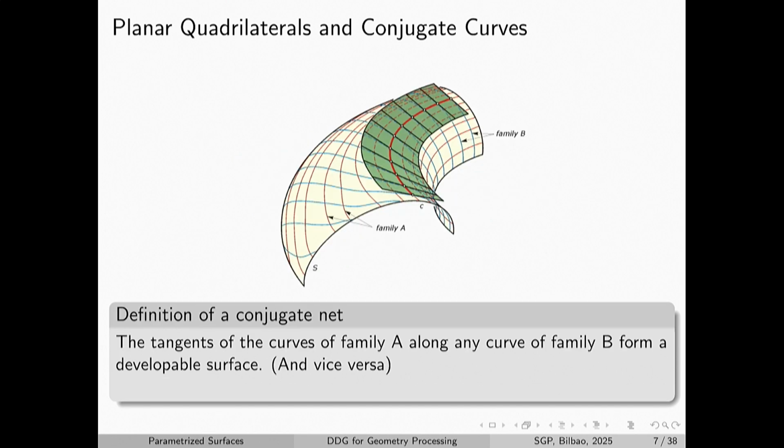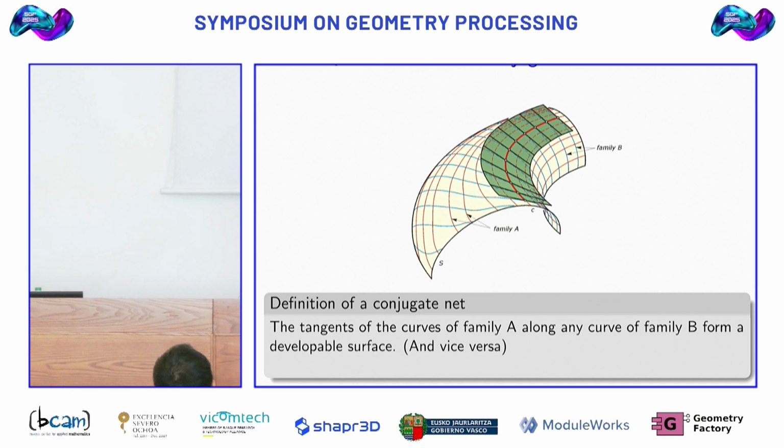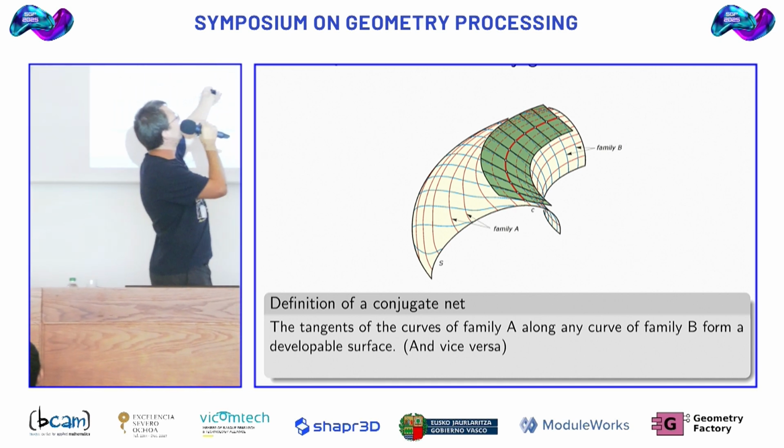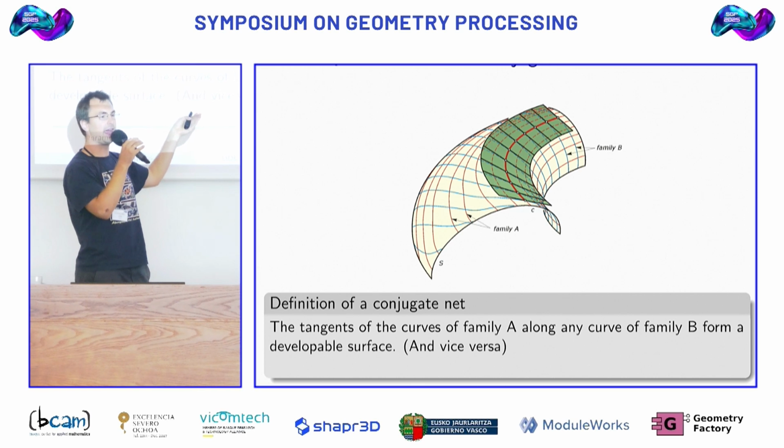What are conjugate curves? Who knows what a conjugate curve is? Who has heard this before? Yeah, okay, some people, nice. Okay, conjugate curves can be defined like this. Suppose you have two families of curves on your surface. So they cover the entire surface. Think of it as like the family of blue curves and the family of red curves. And then you can do the following.